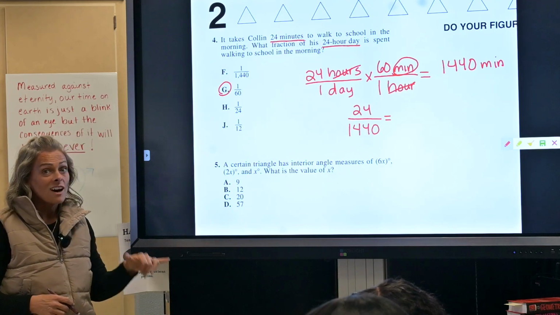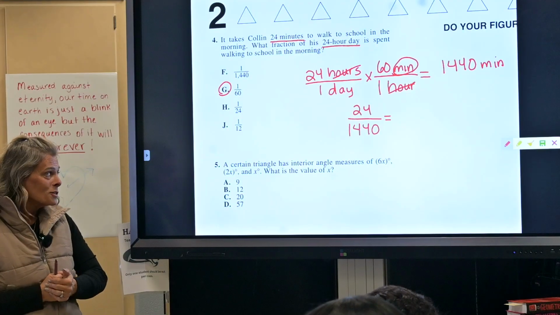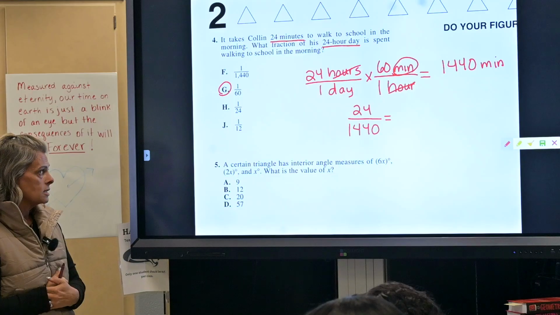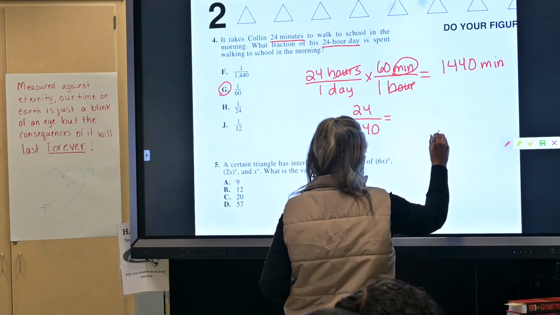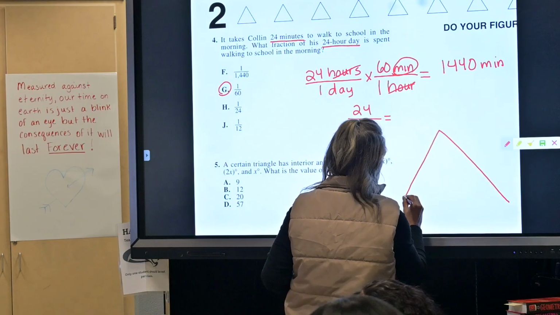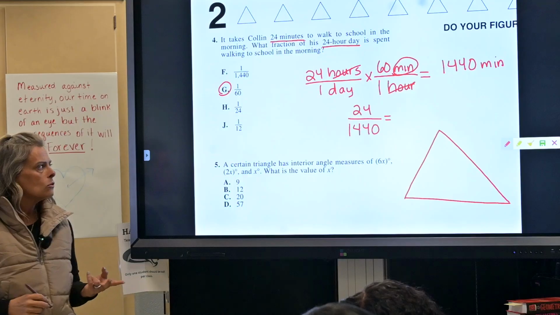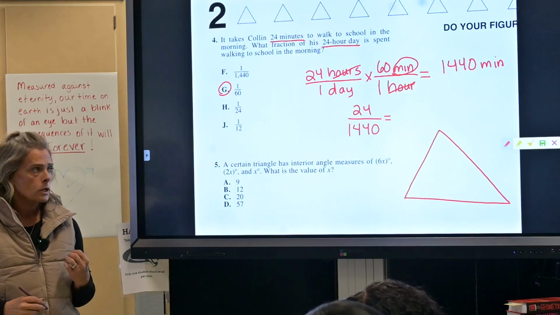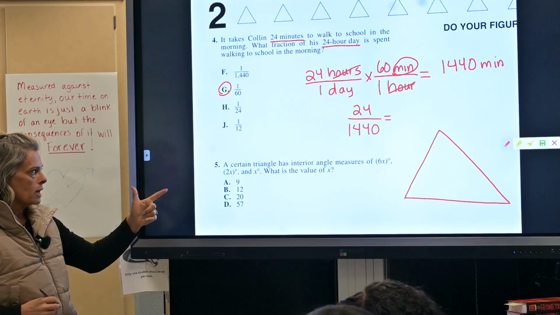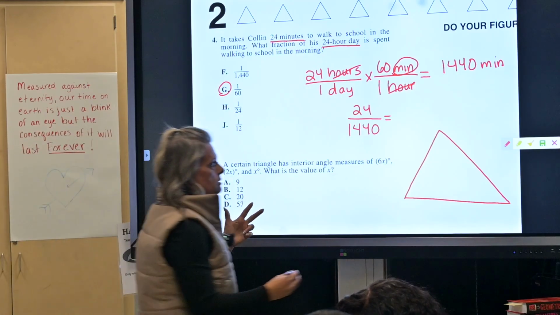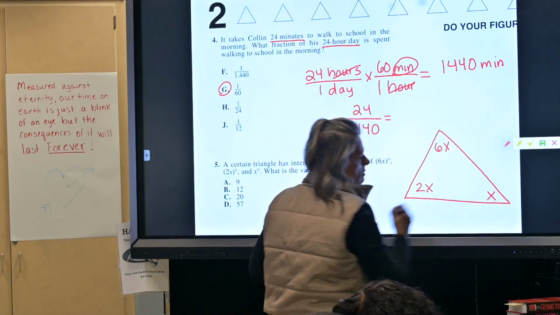Number 5, we had a ton of people miss this one. This one scares me because this is a pretty simple question. So it says a certain triangle. Okay, so I'm going to draw a triangle. Doesn't matter what it looks like, okay? Just a triangle. How many angles are in every triangle? 3. It tells me my angle measurements are 6x, 2x, and x. Okay, so 6x, 2x, and x.